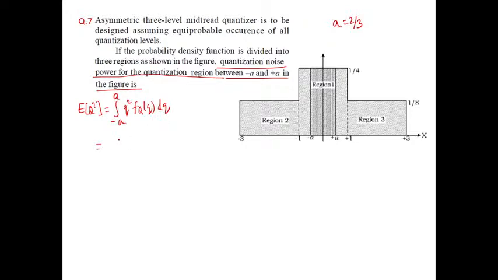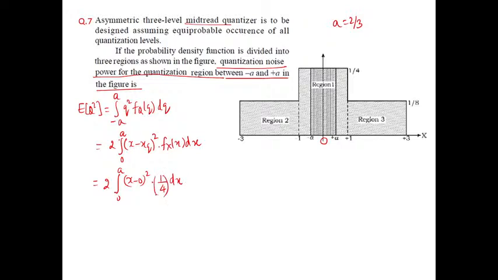Now this is simply equal to, since this is symmetric, we can write 2 over here, and we can change the limits from 0 to a, and x minus q is simply x minus x_q whole squared, and this is f_X(x) dx. Now for limit 0 to a, x_q is equal to 0. 0 is the representation level. Why? Because this is a mid-tread quantizer. So this is x minus 0 whole squared into 1 by 4 dx.